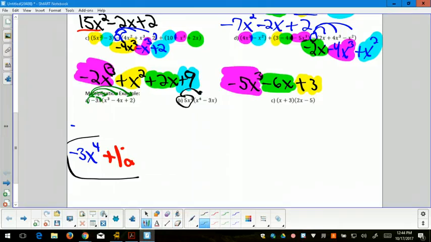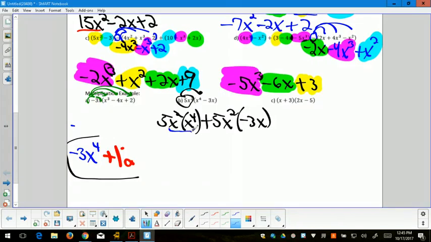Letter B, what am I going to do? Distribute the 5x squared. So I've got 5x squared times x to the 4th plus 5x squared times negative 3x. You do not need to write this out if you can consistently get the answer right without doing that. But for some of you, this is going to help you focus on it one step at a time, at least while you're initially learning it. x squared times x to the 4th is x to the 6th. And here the 5 and negative 3 multiply to negative 15. You could drop the plus sign if you want. x squared times x is x cubed. So that letter B is done.